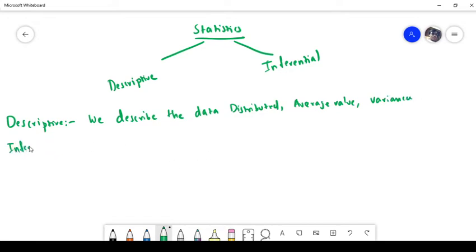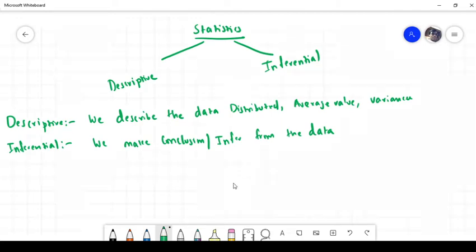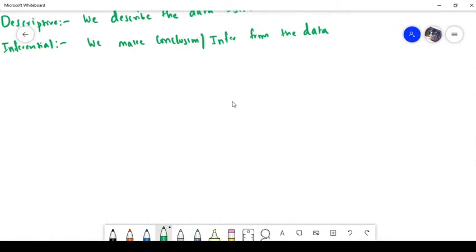Inferential statistics. In inferential statistics, as the name suggests, we make conclusions or infer from the data is called as inferential statistics. Now, based on these two types of statistics, what are the different topics I'm going to cover under descriptive statistics, and what are the different topics that I'm going to cover under inferential statistics?